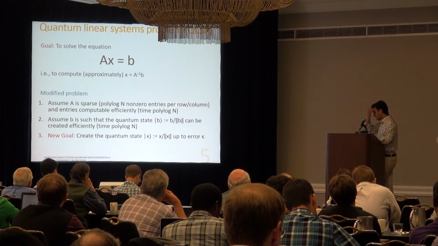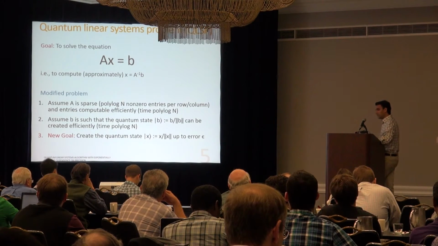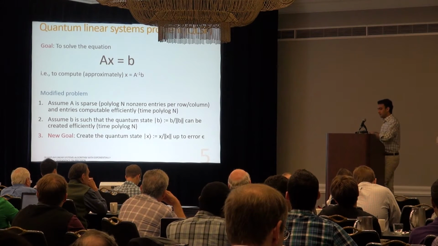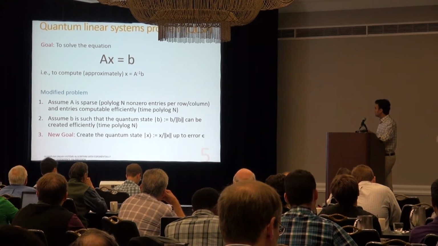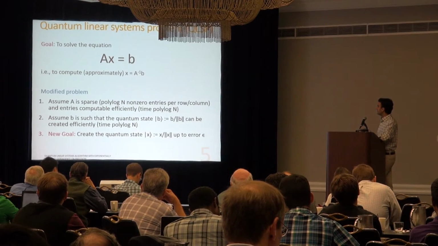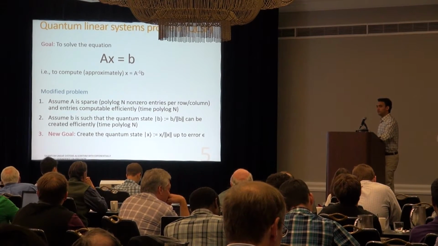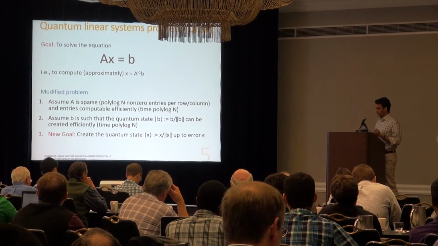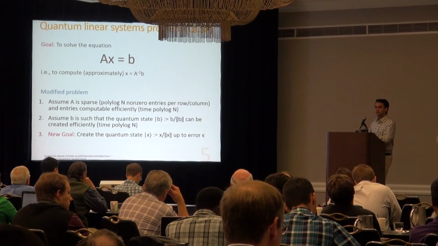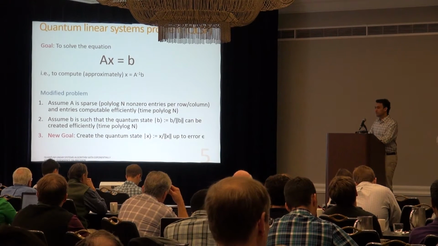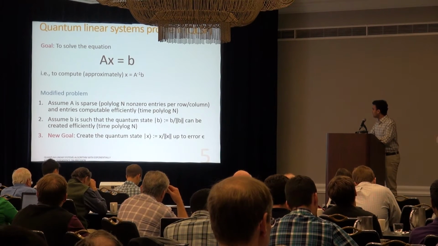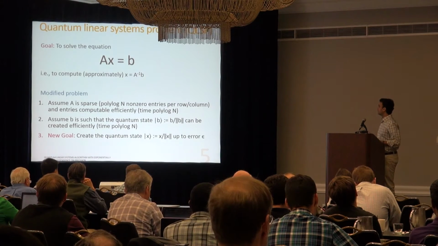For the vector B, we're going to say that B is available in such a format that the quantum state corresponding to B, by which I mean just the vector B divided by the norm of the vector B, can be prepared efficiently. And by that I mean maybe there's just a quantum circuit, maybe of size poly log n, that can output this state given as input, say, the all zero state. So this is what it means for a state to be preparable efficiently.